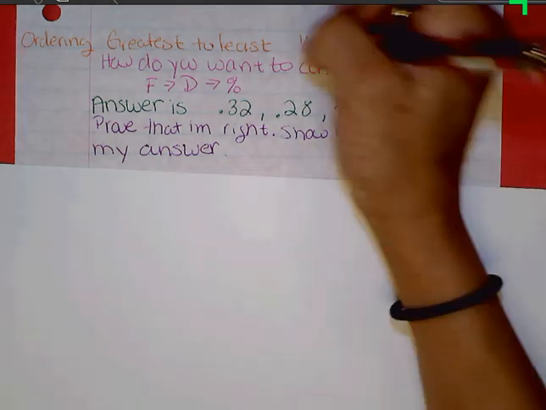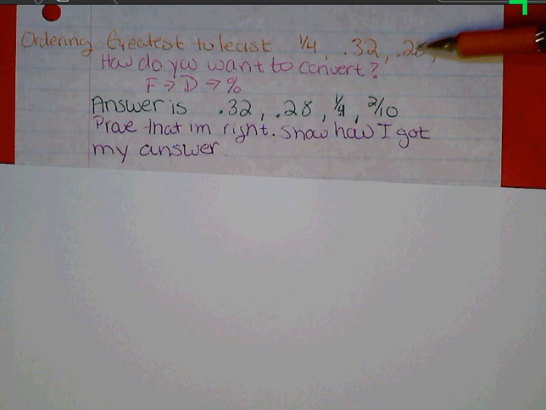So here's your 4 numbers. 1/4, 32 hundredths, 28 hundredths, and 2/10. So again, you're going to look at them and you're going to be like, okay, how do I want to do it? Do I want to convert them all to fractions? Because again, that is an option. You can convert them all to decimals and leave them that way. Or you can go to the right, and convert them all to percents.